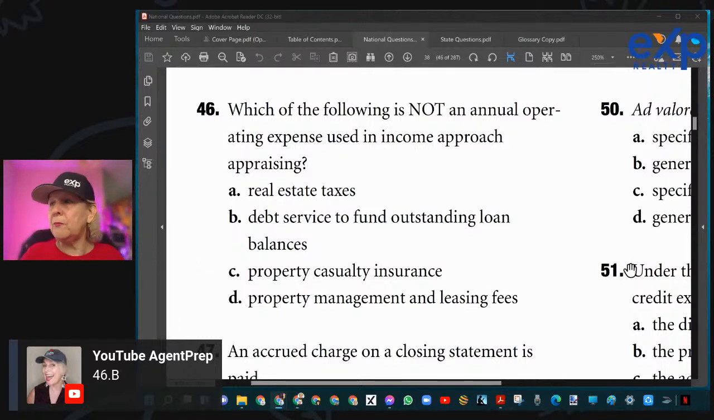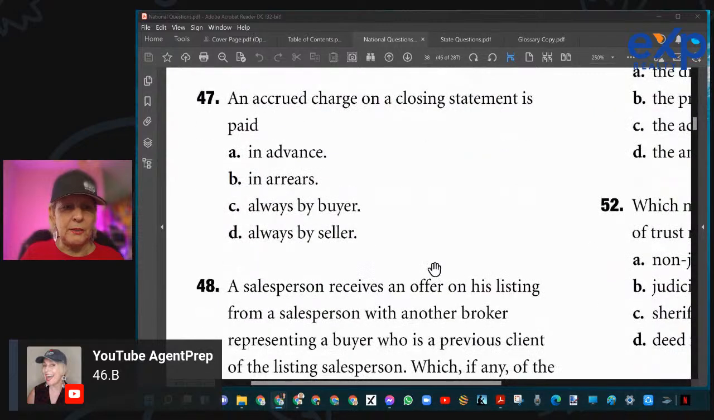All right, number 47. What time is it? 10:39. Okay. So we're going to do 10 questions and then move on to state questions. All right, 47. An accrued charge on a closing statement is paid how? A, in advance. B, in arrears. C, always by buyer. D, always by seller.